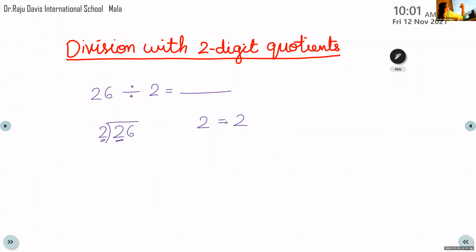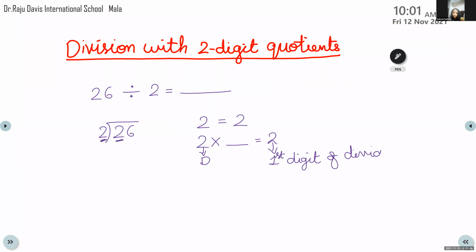So what you have to do here is take the divisor like we were doing the first time, 2 into, and this first digit comes in the table of 2, isn't it? So 2 into dash is equal to 2. From where you got this number? This is the divisor. And this one is the first digit of the dividend.